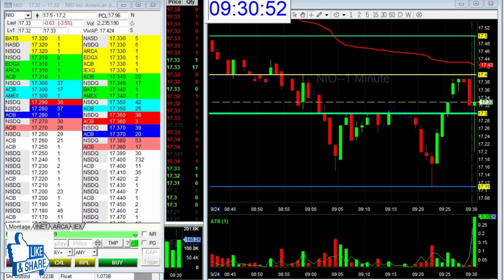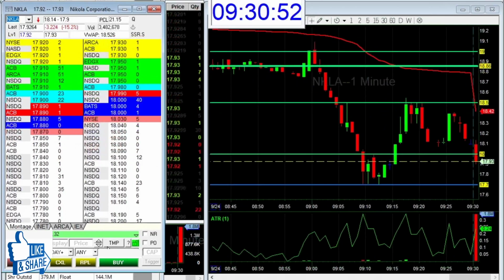Let's look at NEO. NEO only has about 148,000, so it means that nobody's really buying and selling it. The volume is not that much, right? And it moved about 30 cents. It's right within the VWAP, which is good. But the thing is, there's no volume, right? So let's watch NKLA.